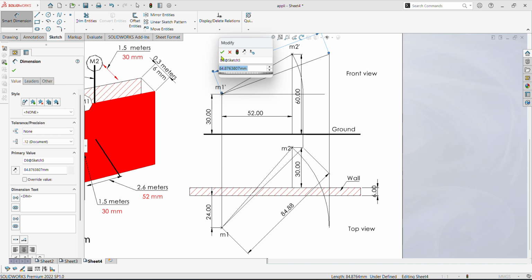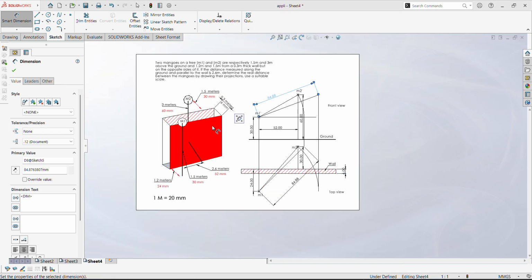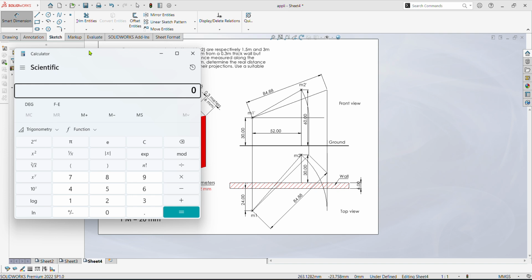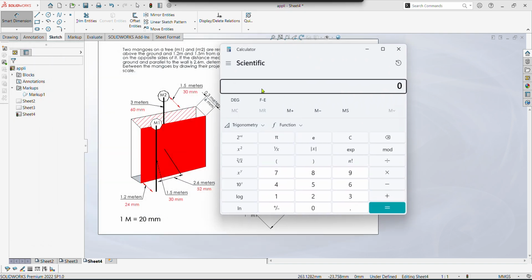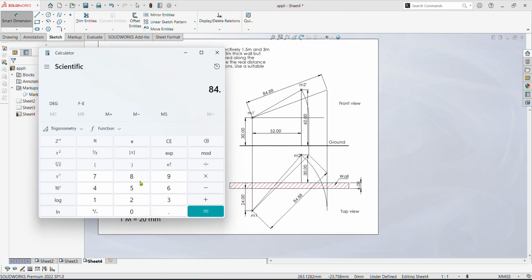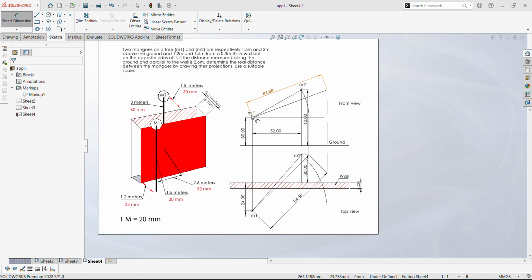Now, after we have found the true length, and that's the only thing they've practically asked us here, we have to convert the true length to the true length dimensions, because we've assumed 1 meter is 20 mm. If we are getting 84.88, we have to divide it by 20, and that gives us 4.244 meters, right? So that is the true distance between the two mangoes, correct?